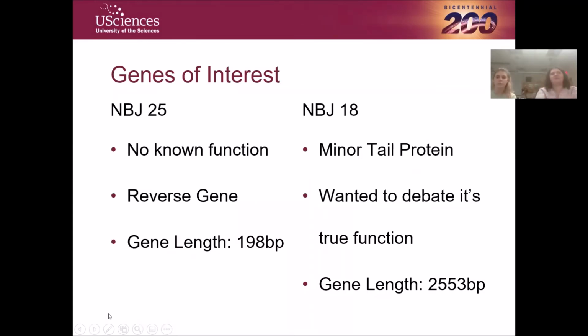So we are currently studying 25 different genes of interest within the genome, but we're going to talk about two when we're talking about results. So the first one is NormanBulbieJr gene 25. I chose this gene because it currently had no known function, and it is the only reverse gene in a sea of forward genes, which I find to be very interesting. And its overall length is around 190 base pairs.